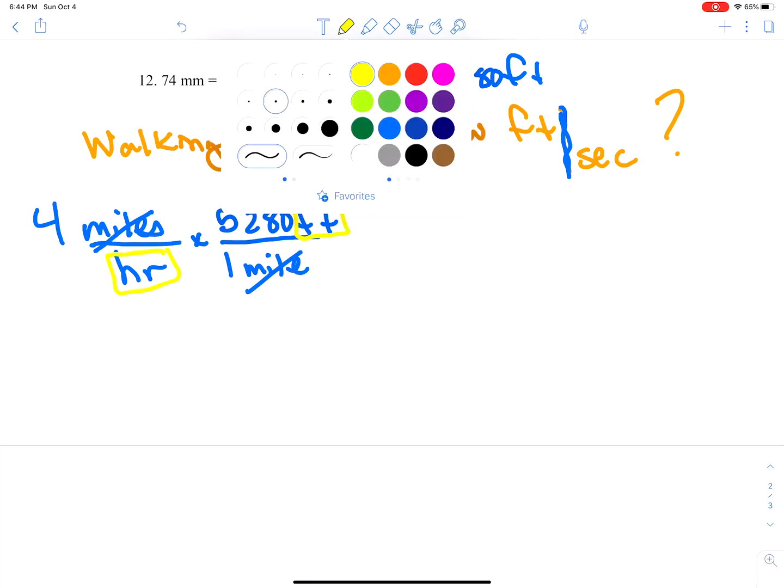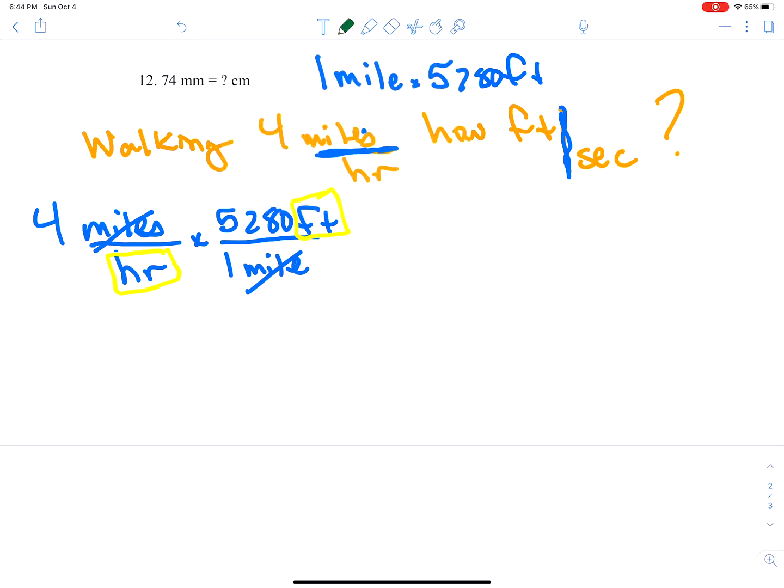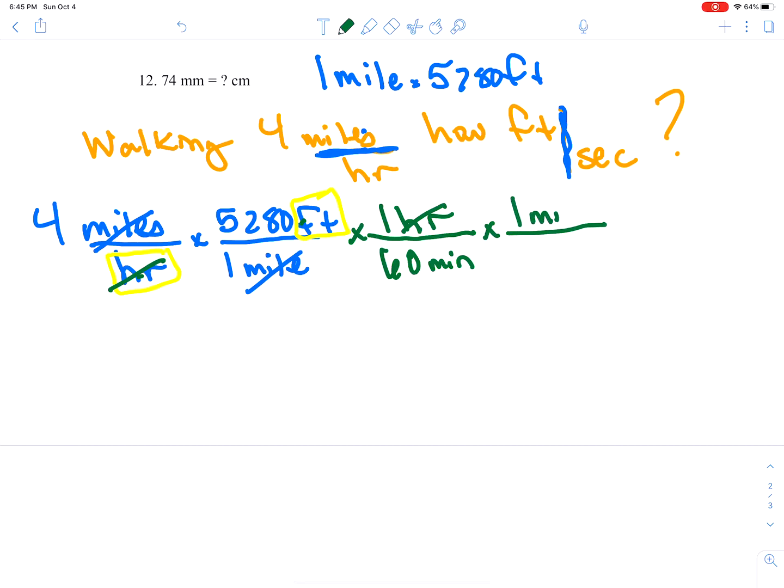So next what I have to do is convert hours to seconds. Well, how do I do that? An hour is down here, so I need to put 1 hour up in the numerator, and I'm going to put 60 minutes in the denominator. So hours cancels out hours. So now I have feet per minute. Well, I don't want feet per minute. I want feet per second. So I need to do one more step. I've got to get rid of minutes. So 1 minute is 60 seconds.